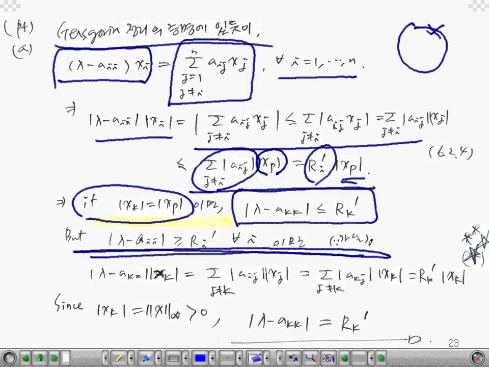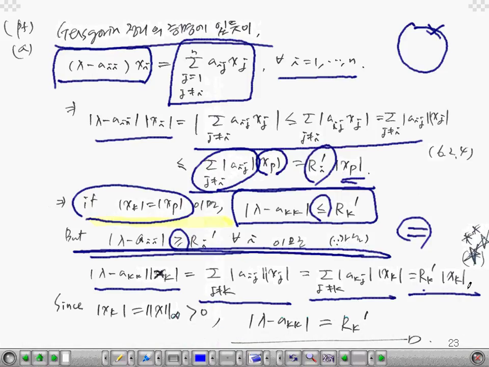This was a given condition. Okay. So they should be the same. So we have this is the same as this. This is the same as this. Okay. And this is a deleted row sum. Rk is the deleted row sum.